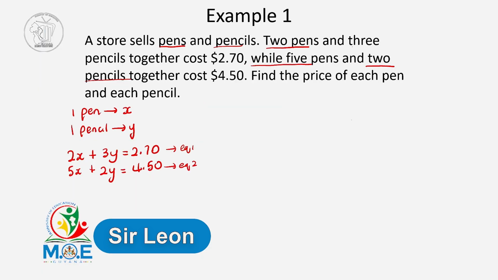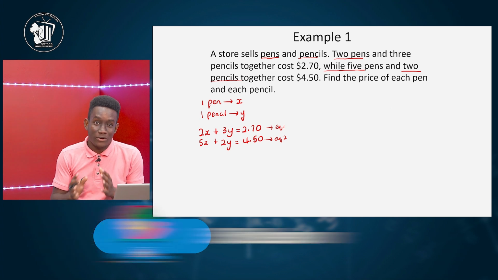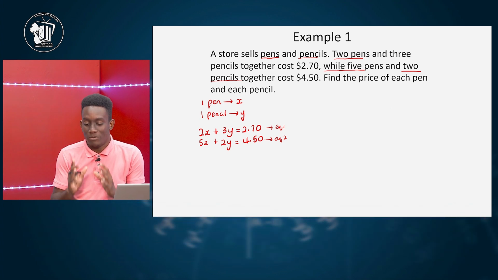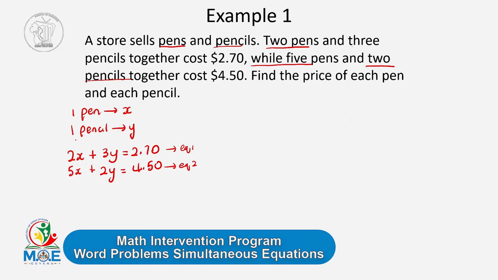So first things first, let's identify which variable we want to get rid of. We don't see any coefficients being the same for any of the same variables, so we have to make one the same. So we decide, do we want to get rid of the x or the y? Let's just decide on the x because that is easier to get rid of, while the y is also easy, but it doesn't matter which one you choose, you will get the same answer.